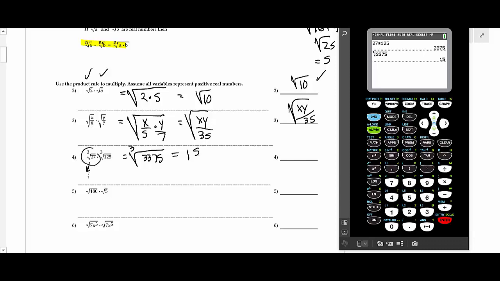Tell me what the cube root of 27 is. 3. How about the cube root of 125? 5. It's 3 times 5. That's the way I do it. It's like that. Okay? And what I recognize is that I knew those two things.